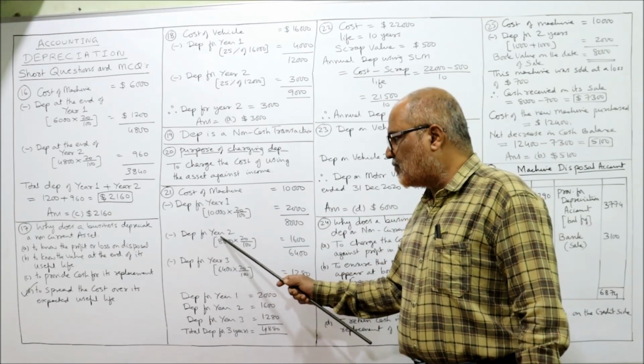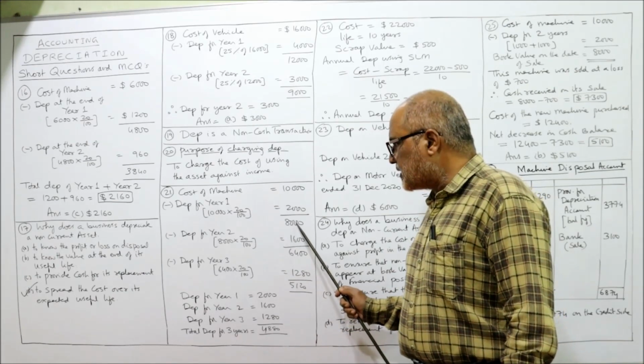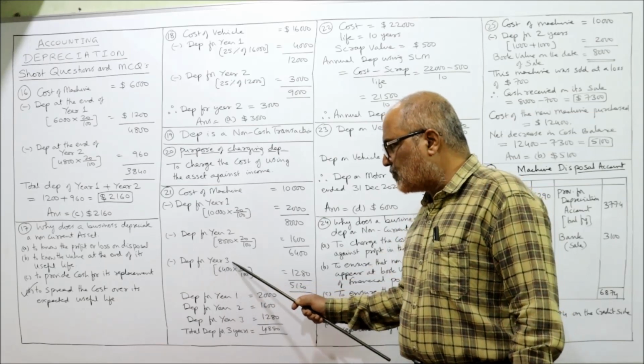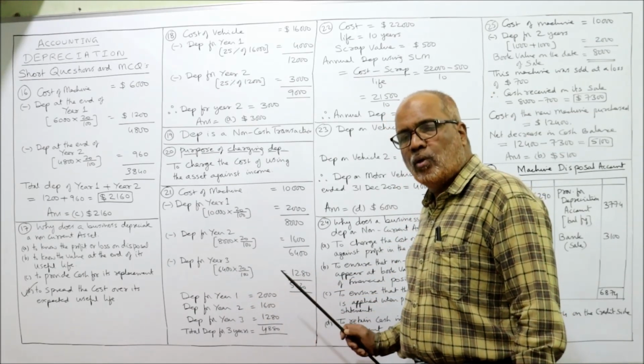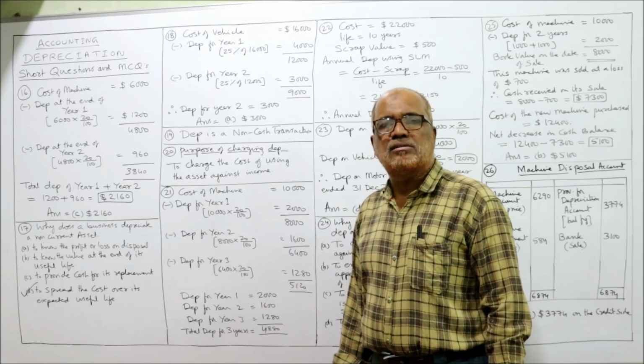8,000. Depreciation for the second year, 8,000 into 20 by 100, 1,600. Deduct 8,000 minus 1,600, 6,400. Minus depreciation for year 3, 6,400 into 20 by 100, 1,280. Or it is asking you to calculate the depreciation for 3 years.